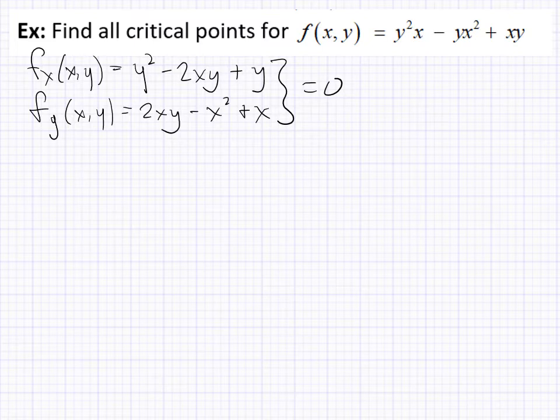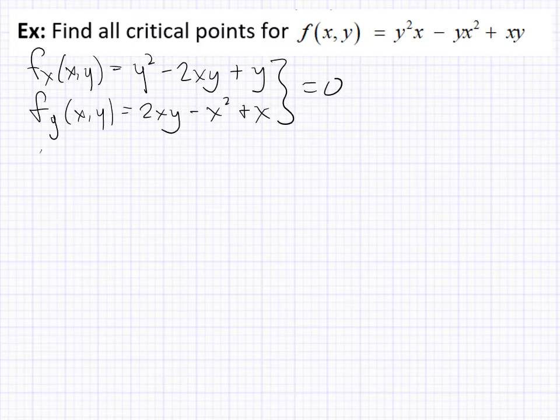So not really an issue with these examples, but something you should think about in the future. And always worry about, okay, where the critical points could happen is when one of these could not exist. They have to equal 0 simultaneously, but they could not exist individually. All right.